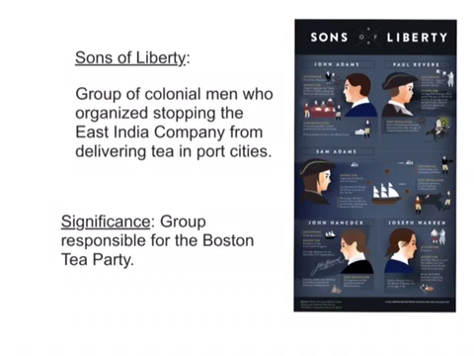Our last key term is Sons of Liberty. This is a group of colonial men who organized stopping the East India Company from delivering tea in port cities. The significance of this group is that it was responsible for the Boston Tea Party. The picture shows some of the key members of this group, the Sons of Liberty. Make sure that you are drawing a picture, writing down the significance, or using key terms in the far right-hand side of your vocabulary chart.